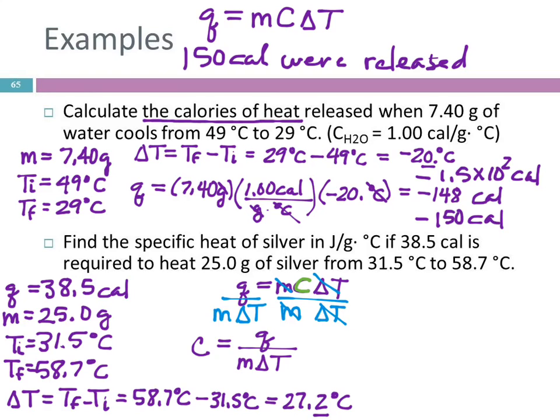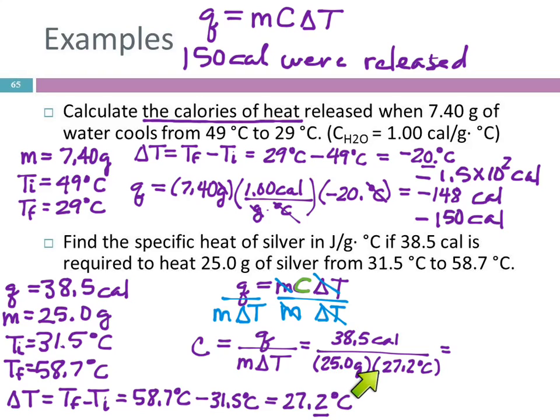So C is going to be equal to Q divided by M times delta T. We have those things already identified. We're going to plug them into the equation. Always put the units in your equation. Down here we've got the mass, 25.0 grams, and delta T, 27.2 degrees Celsius.